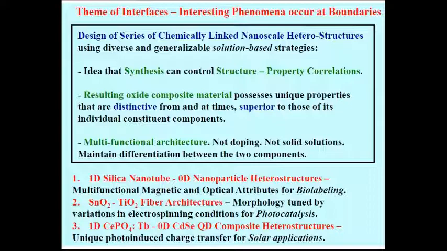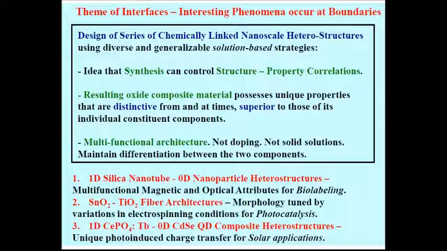So it's the idea that synthesis can actually control structure-property correlations, and the resulting oxide composite materials that we fabricate often possess unique properties that are distinctive from and superior to those of the individual constituent components. And so what we're talking about is really a multifunctional architecture. So it's not really doping. It's not really a situation where we're creating a solid solution, but we're trying to maintain a structural differentiation between the two components which constitute our main heterostructure.